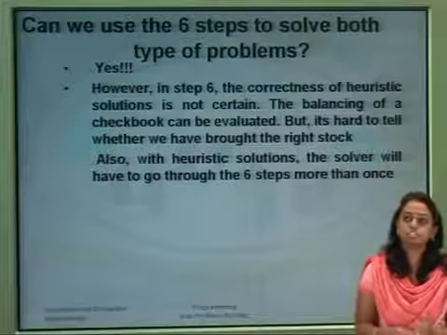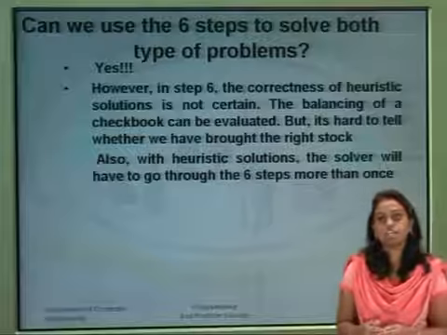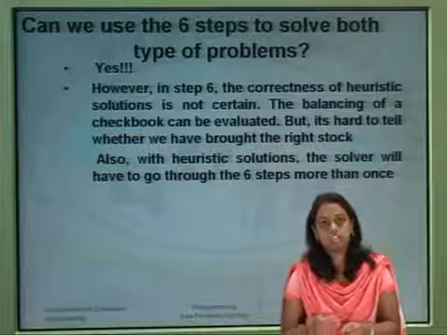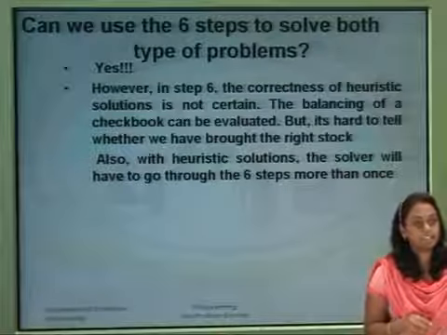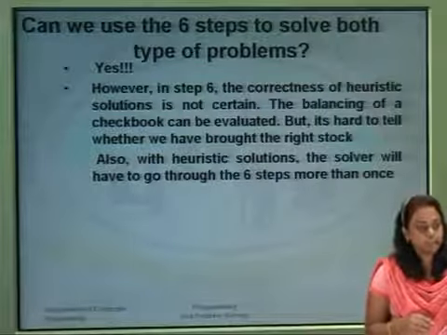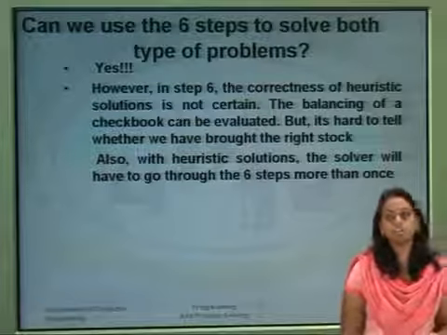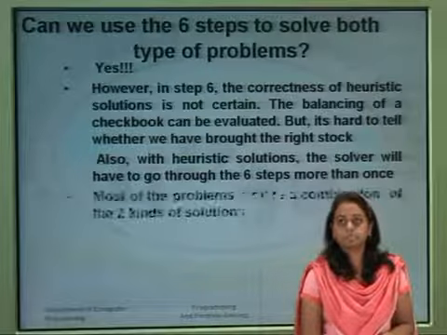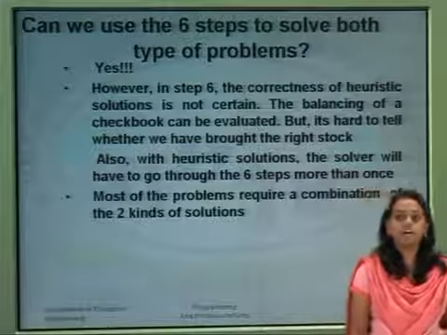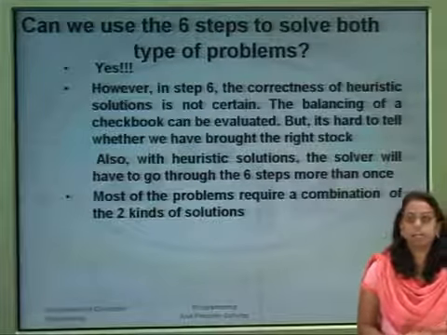Also, with heuristic solutions, the solver will have to go through the 6 steps more than once. As I said, heuristic problems are designed on a trial and error basis, so you might need to go through all the steps more than once. This does not happen with algorithmic solutions. Most problems require a combination of the 2 kinds of solutions.